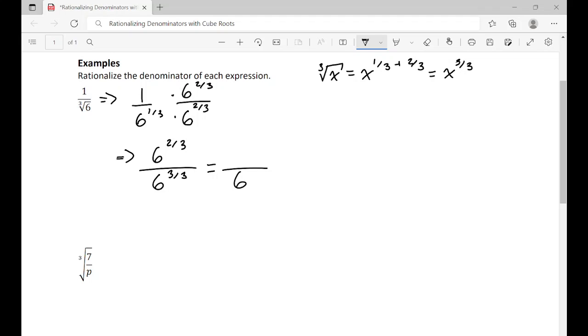It's rationalized. But I can rewrite the top. I can take my denominator 3 here in the index and call it the index up here. So it's going to be the cube root of 6 squared. And then I can work out 6 squared as 36. So 1 over the cube root of 6 with a rationalized denominator is the cube root of 36 divided by 6.